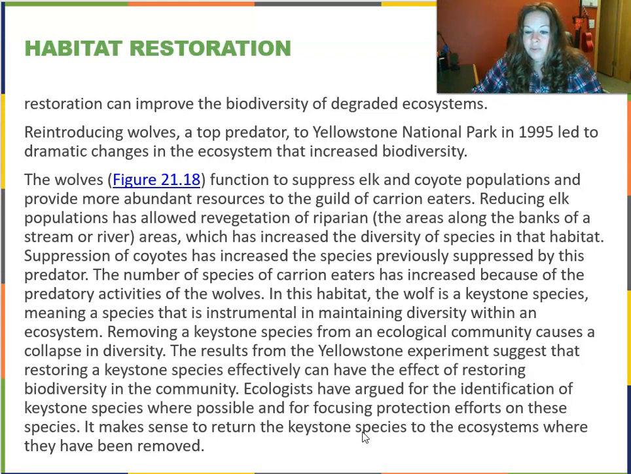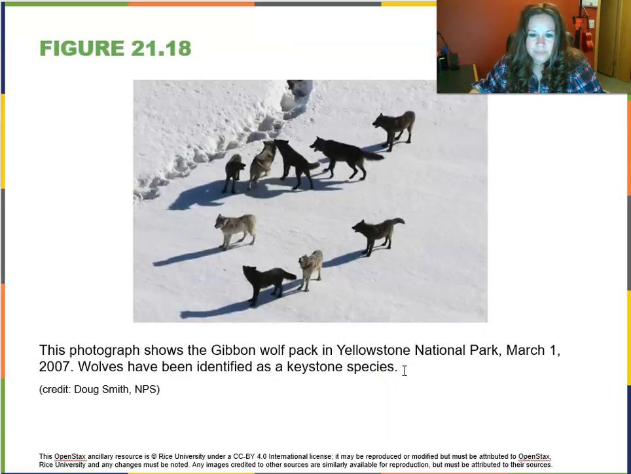Ecologists have argued for the identification of keystone species where possible, and for focusing protection efforts on those species. It makes sense to return the keystone species to the ecosystems where they have been removed. It will help bring back the biodiversity and help heal that ecosystem. So there is a picture of wolves in Yellowstone from 2007. They are a keystone species.